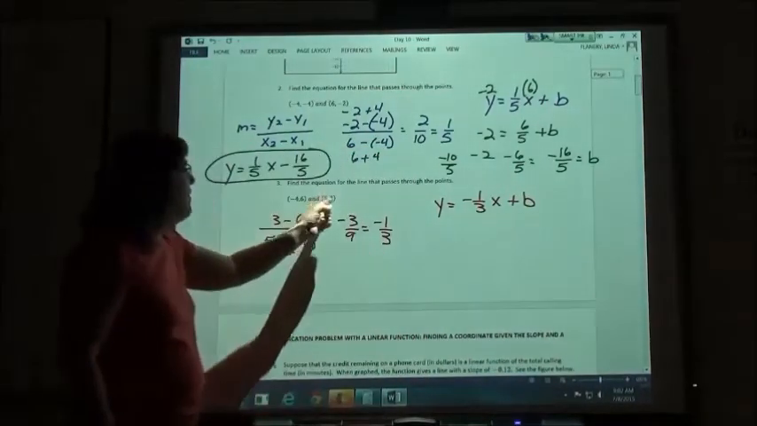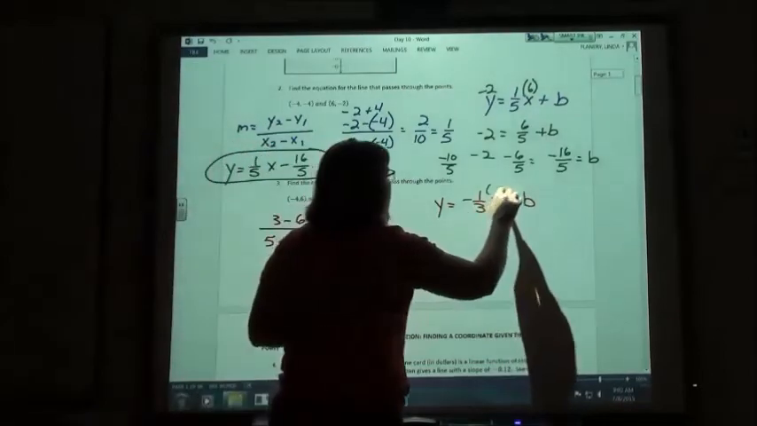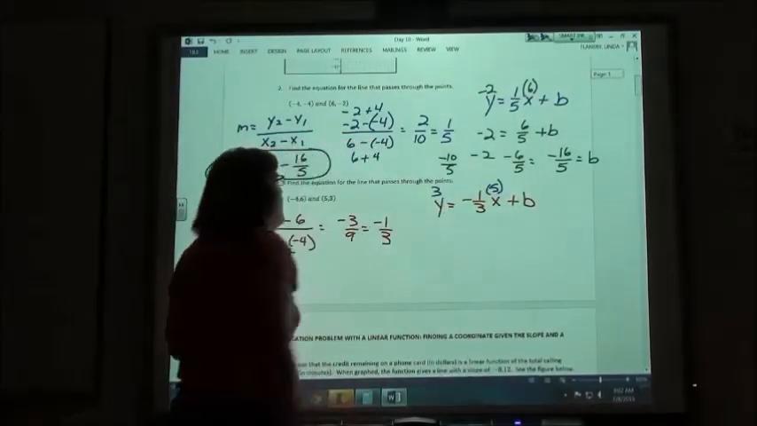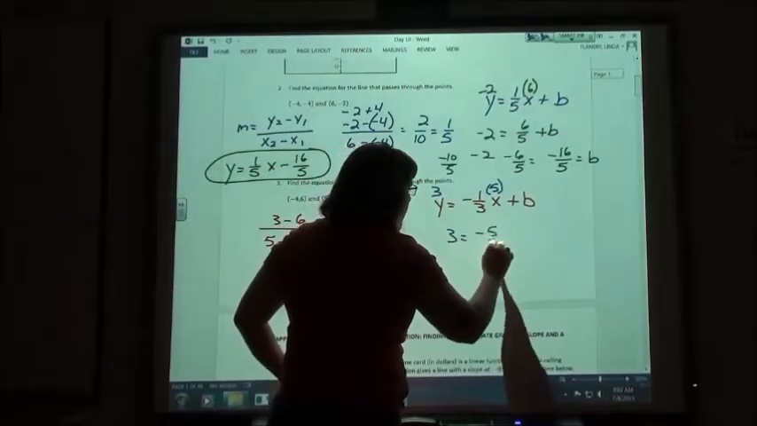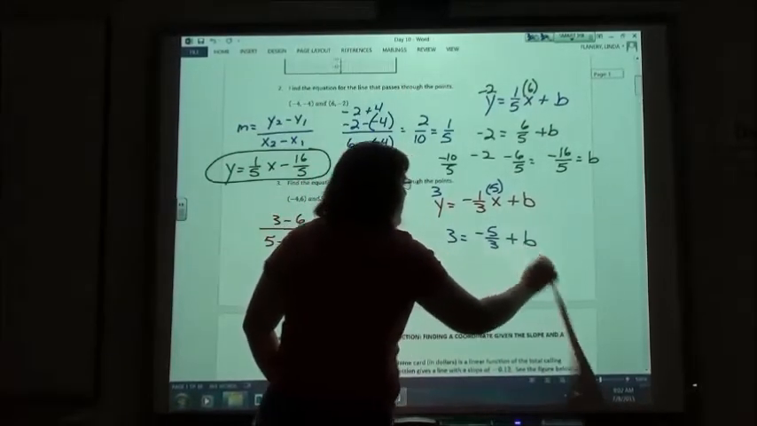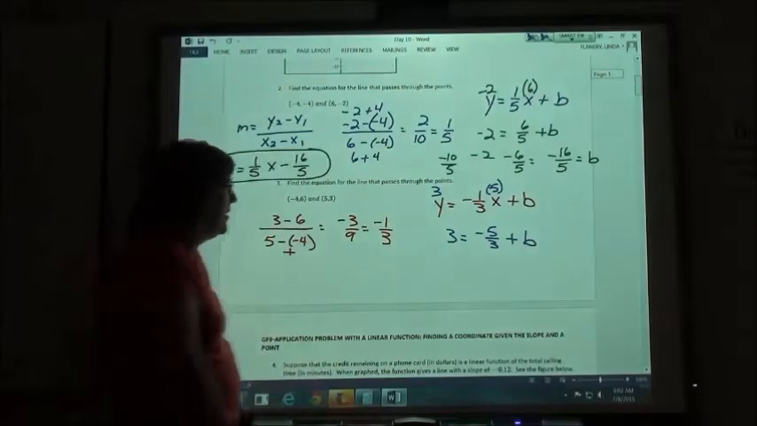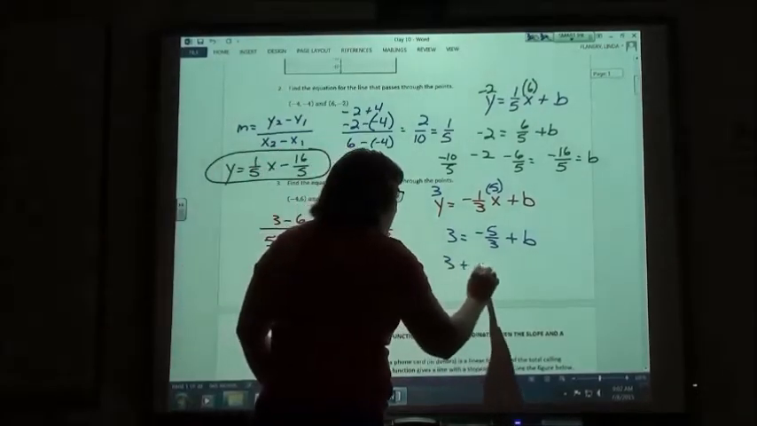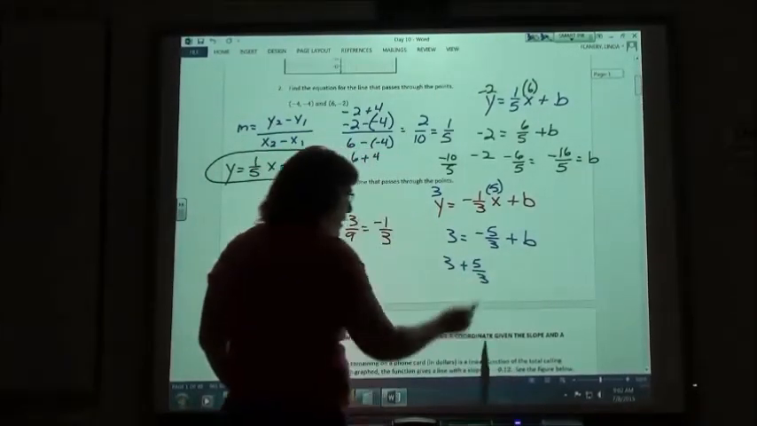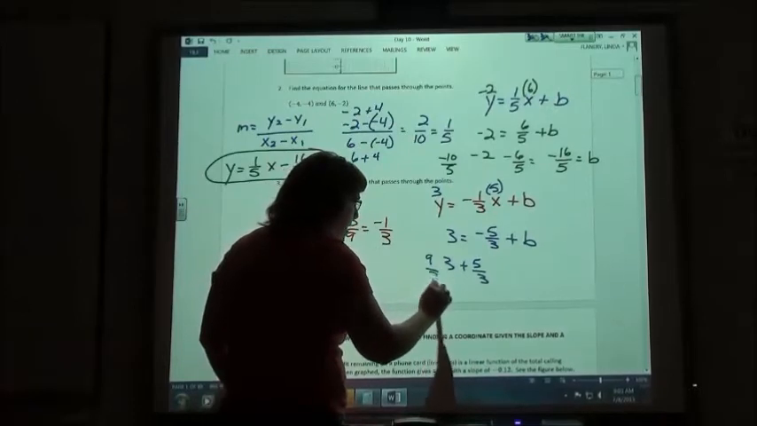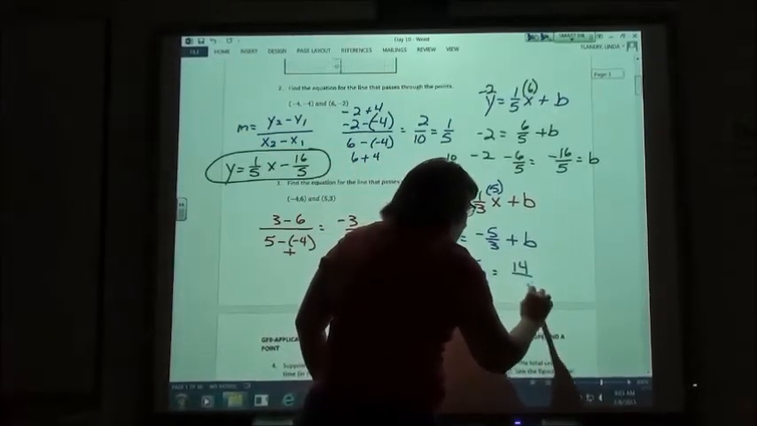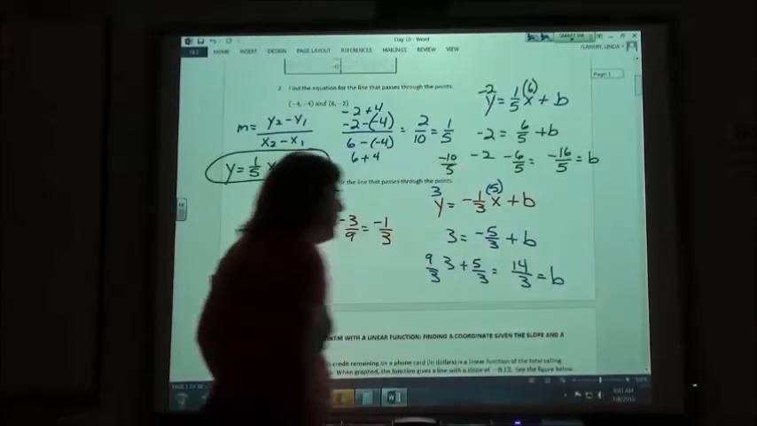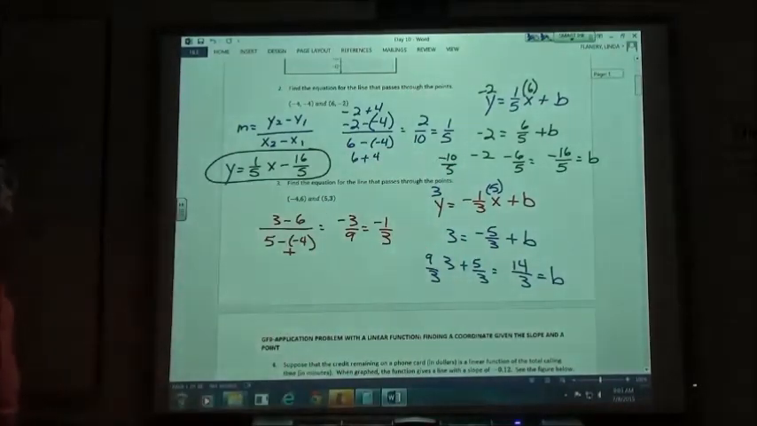I'm going to use the 5 and the 3, so 5 in for x and 3 in for y. So 3 is going to equal negative 5/3 plus some number b. So I have to take 3 and add my 5/3. 3 times 3 would give me 9/3. 9/3 plus 5/3 is 14/3 for the value of my y-intercept.